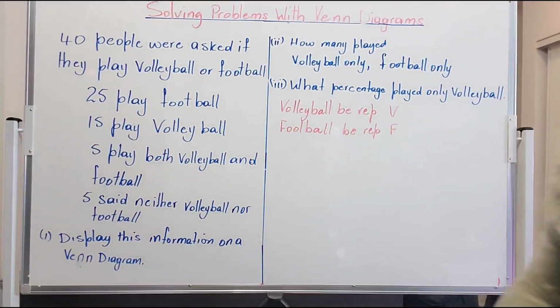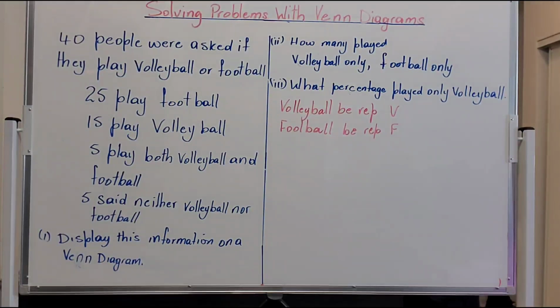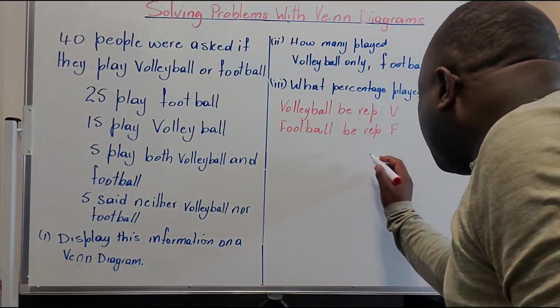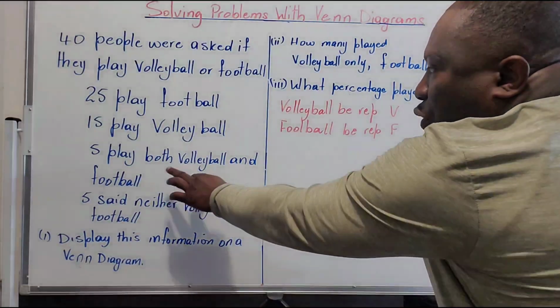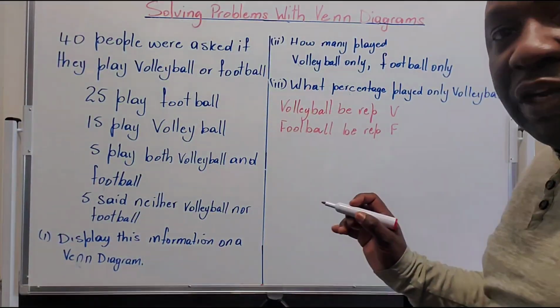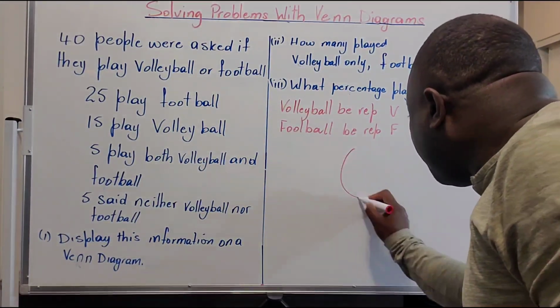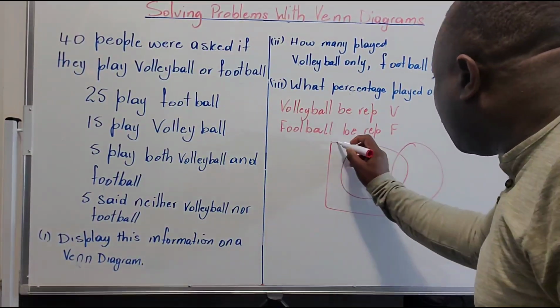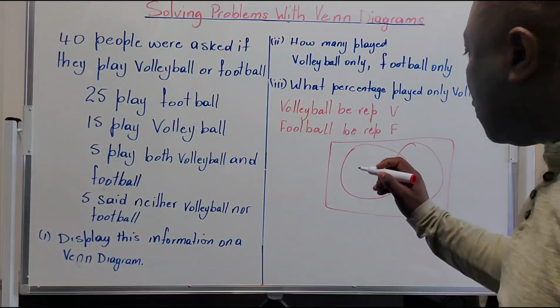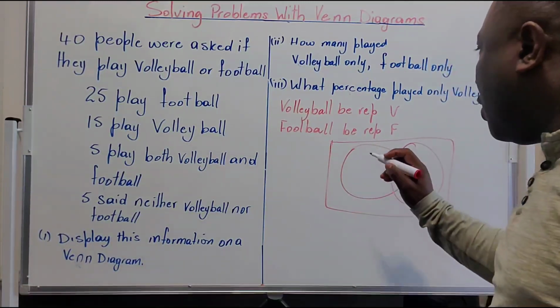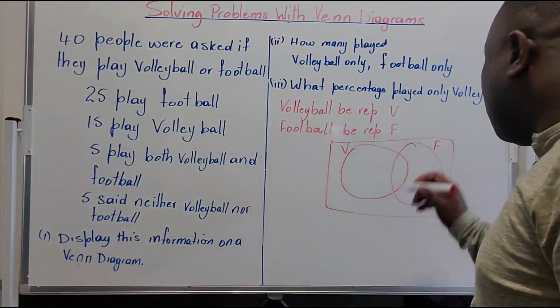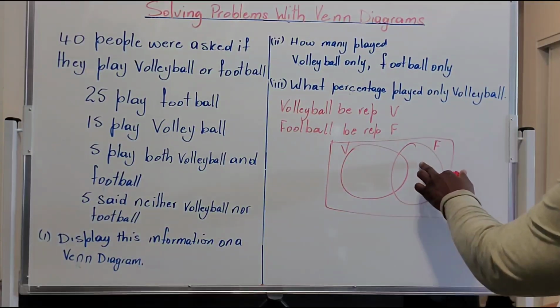So first, guys, we need to construct our Venn diagram. Now we are using football and volleyball, therefore I will need 2 circles. They want how many played both, therefore there's an intersection. Remember, it's not drawn to any particular scale. So volleyball will be V and football will be represented by the letter F.